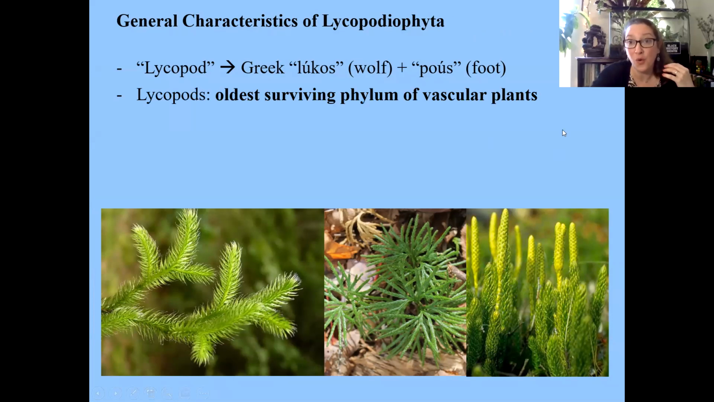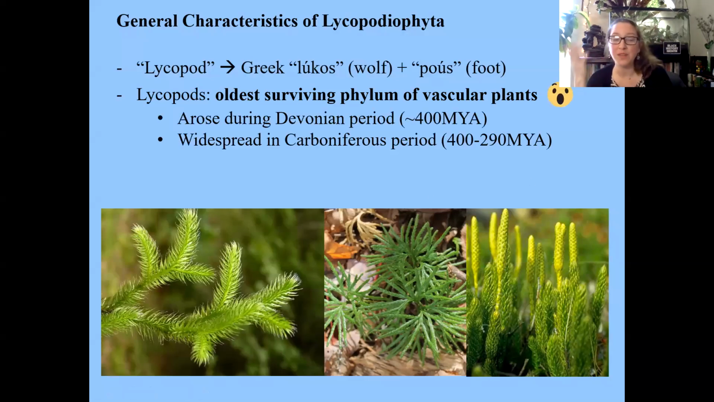And these are the oldest surviving phylum of vascular plants. The oldest. So of all the plants that have existed and come and gone, these are the oldest vascular plants that are still living on Earth. They showed up about 400 million years ago, but they really exploded during the Carboniferous period. So lycopods really dominated that time on Earth, and were very prevalent during the Carboniferous.